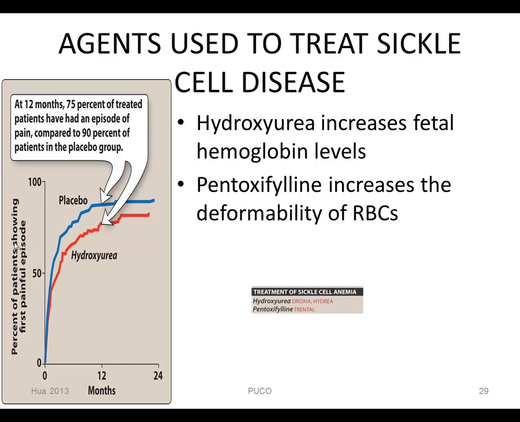Pentoxifylline is a methylxanthine derivative that has been called a rheologic modifier. It increases the deformability of red blood cells, so it improves erythrocyte flexibility and reduces the viscosity of blood.